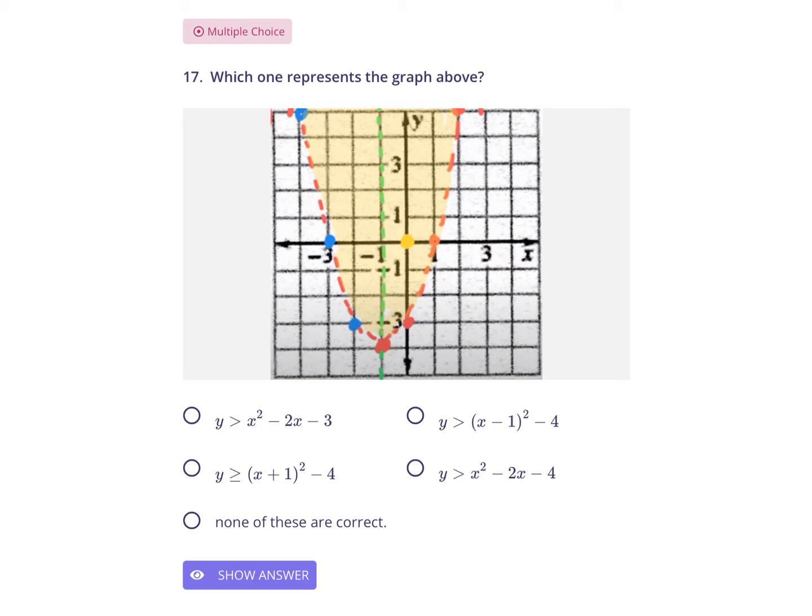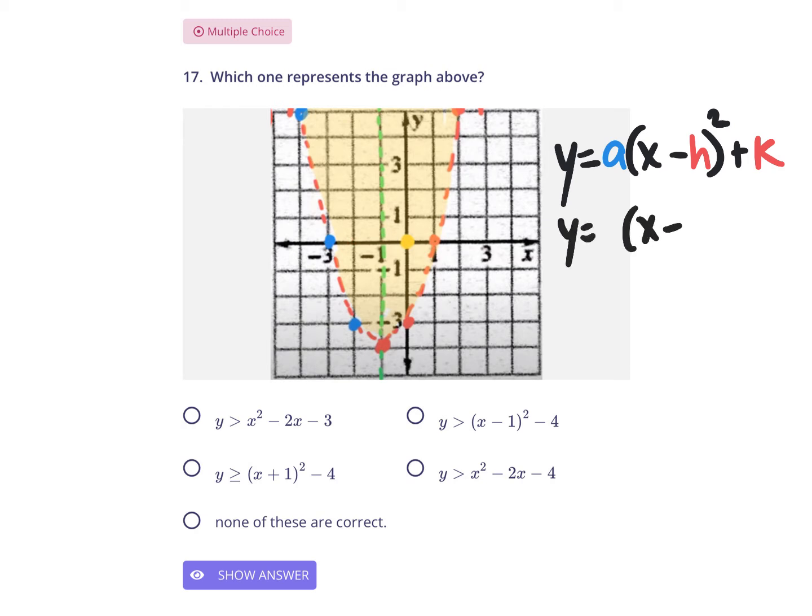I love these right here. We're graphing parabolas that are inequalities, not equations. And this one's really simple. It just says select which one of these represents this quadratic inequality. So let's go with what we know. The easiest quadratic equation to write would be in vertex form. And of course, when we use vertex form, let's rewrite it, but with blank spots, and just plug in our a, our h, and our k.